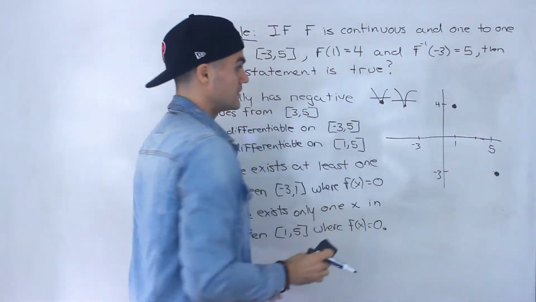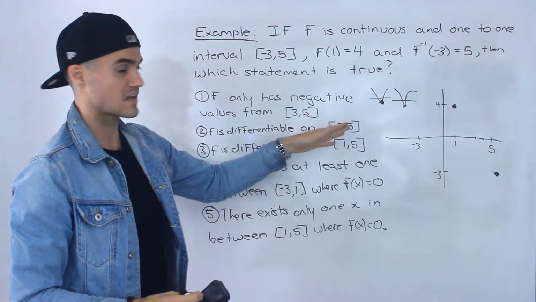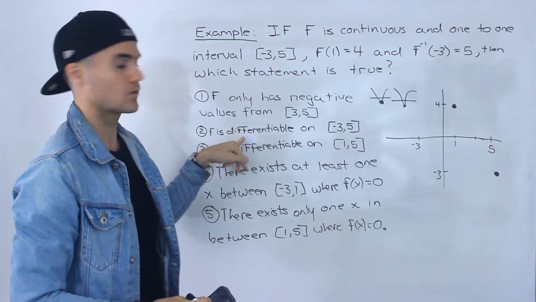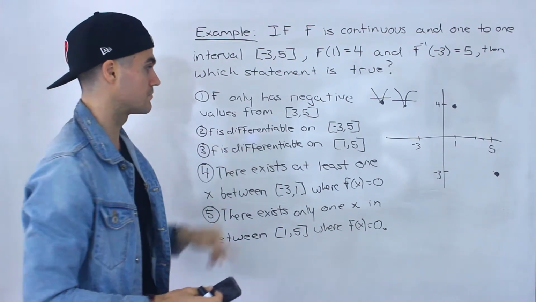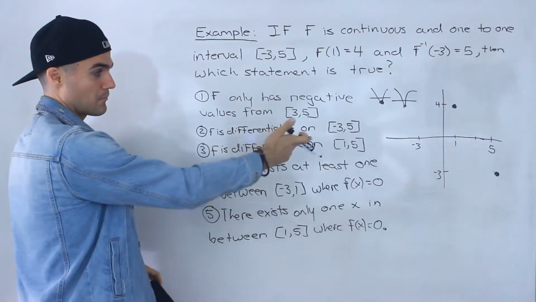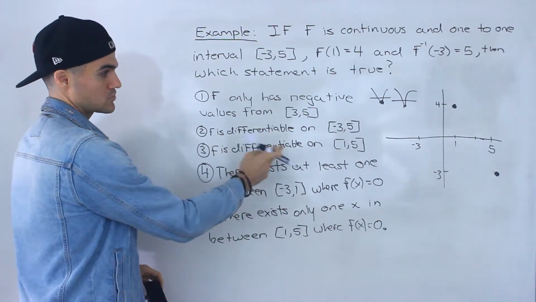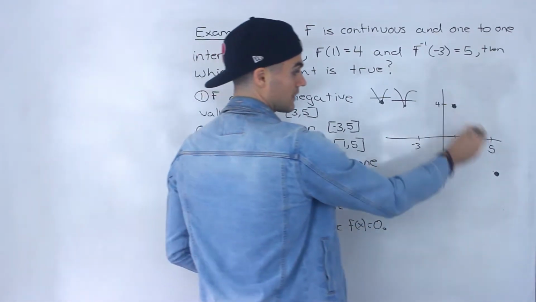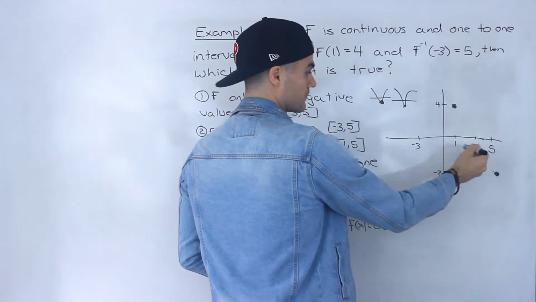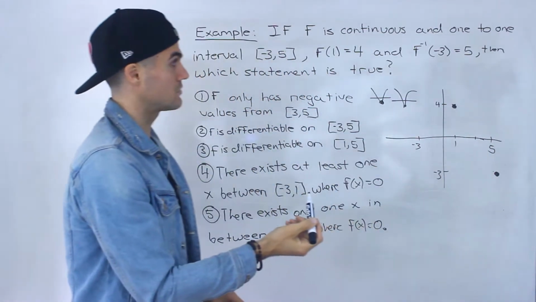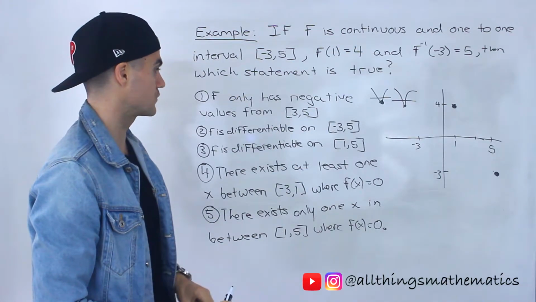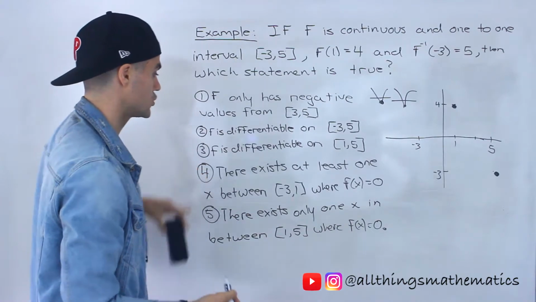So between -3 and 5, if there is a vertical tangent somewhere, it's still going to be continuous, still going to be one-to-one, but it's not going to be differentiable. So it's a potential that the function can be non-differentiable at some point in that interval. And then same thing between 1 and 5. So from here to here, we don't know. There might be a vertical tangent somewhere between 1 and 5. That would make the function non-differentiable, right? It would still be continuous, still be one-to-one, but it can be non-differentiable if it has a vertical tangent. So 2 and 3 aren't necessarily true.